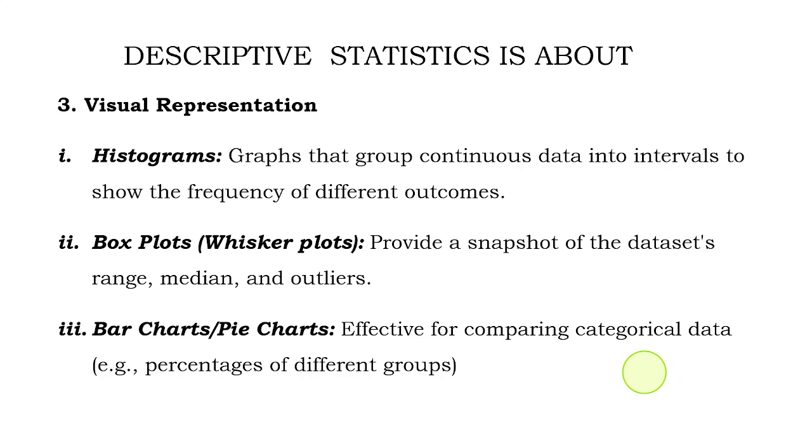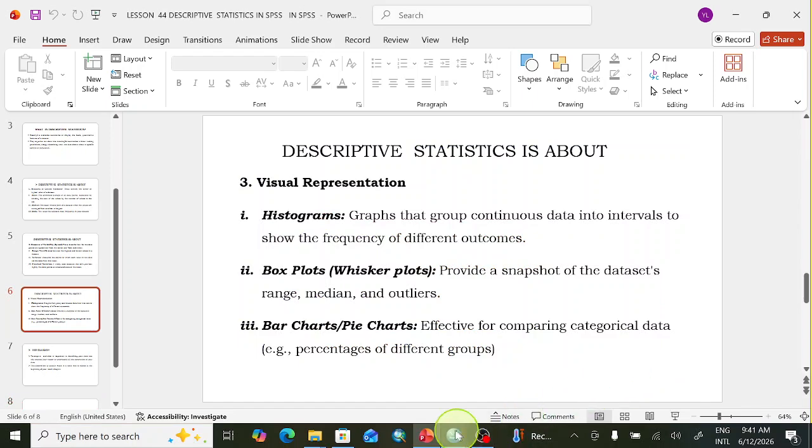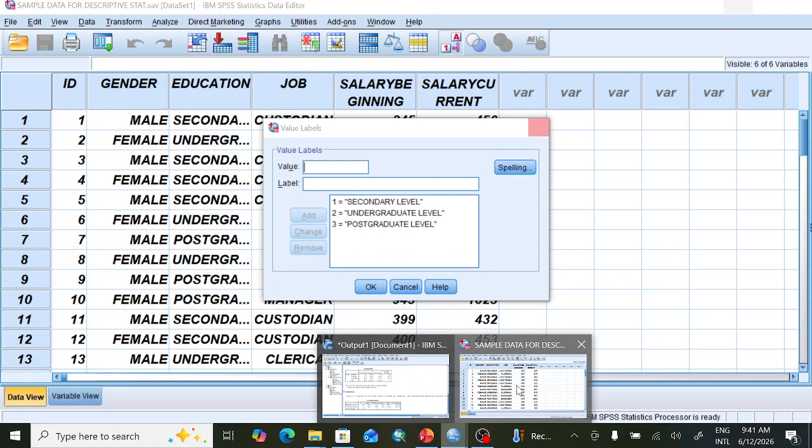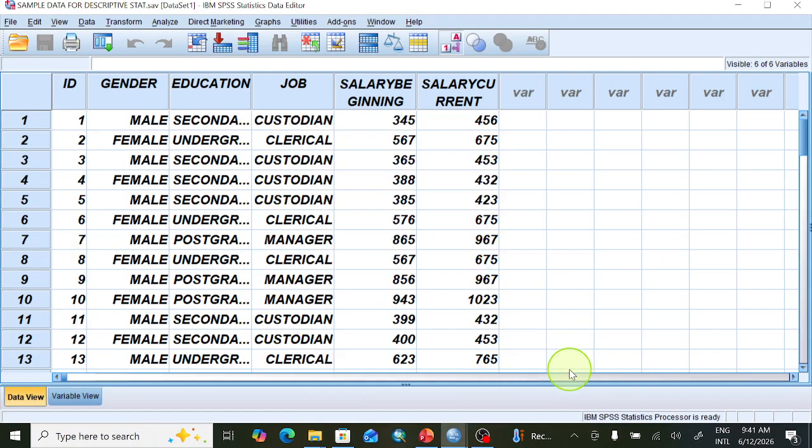From here, we're going to see how we carry out or analyze our data in order to have insight into all those three elements of descriptive statistics. First of all, let us go and look at the data. I have hypothetical data here. These are the data. I just entered it into SPSS.